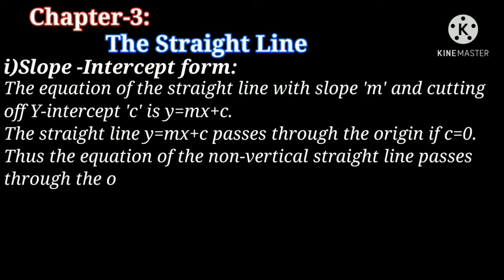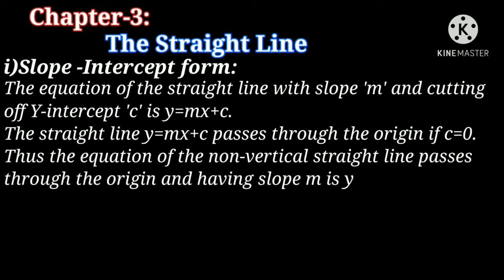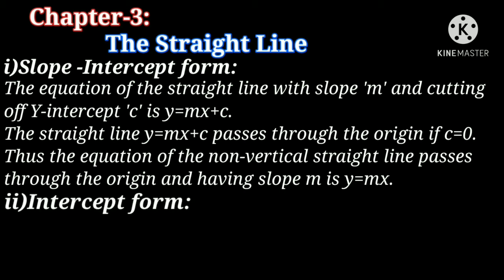In this, we know some other equation, that is the straight line y equal to mx plus c passes through the origin if c equal to 0. Thus, the equation of the non-vertical straight line passing through the origin and having slope m is y equal to mx. Second, the equation of a straight line in intercept form.